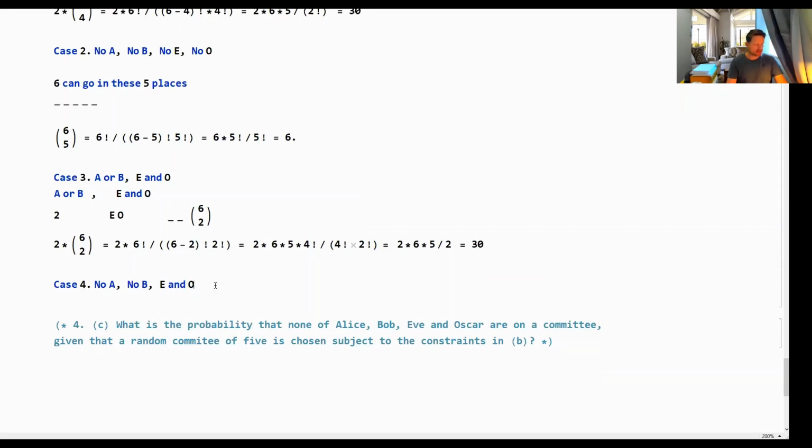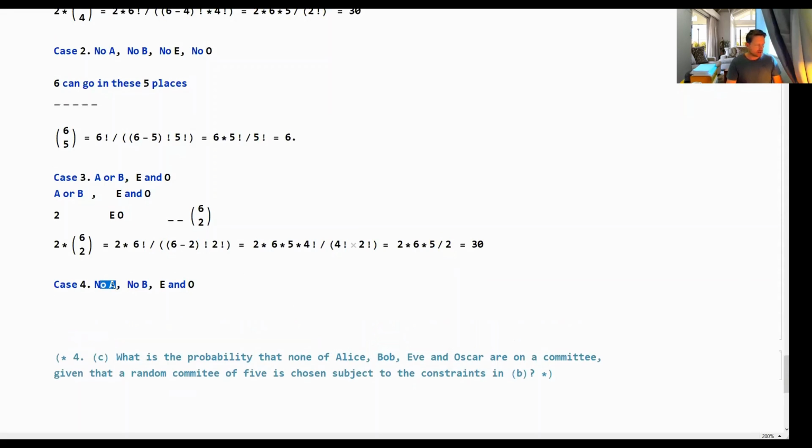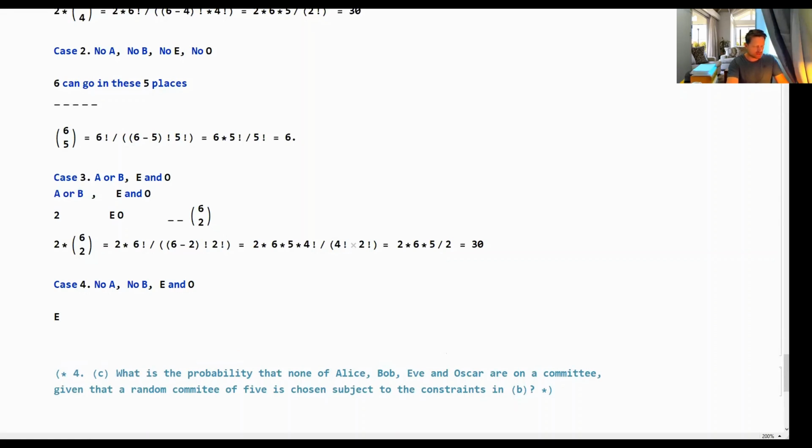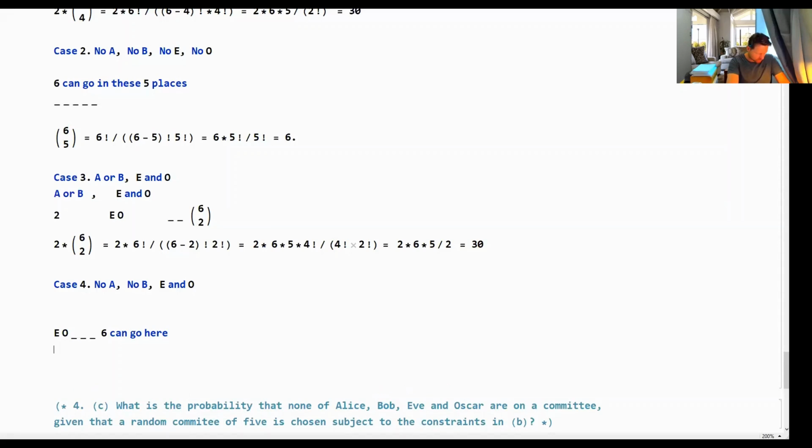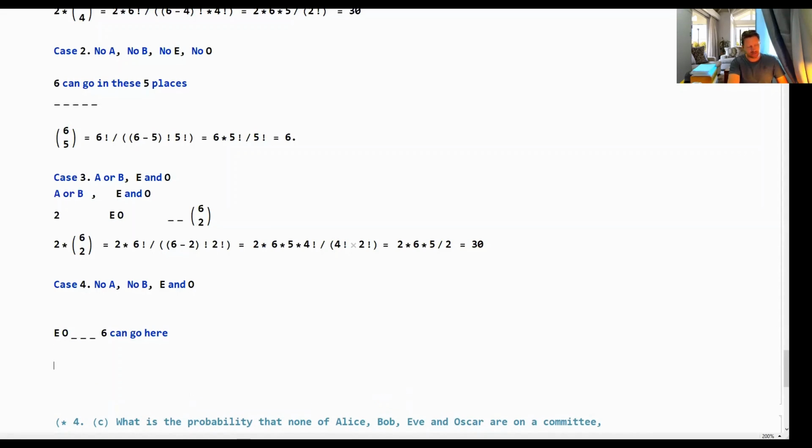Great. So last case: no Alice, no Bob, but even Oscar. This time we can view this as Eve and Oscar, those are fixed, and then we have 3 other places. But we cannot have an Alice or a Bob in these 3 other places. So we take out of the picture for candidates for these 3 places Alice, Bob, Eve, and Oscar. Eve and Oscar, of course, are there. So 6 can go here. That is 6 going in 3 places, so that's 6 choose 3. And this is of course 1, so 1 times 6 choose 3, which is just 6 choose 3.